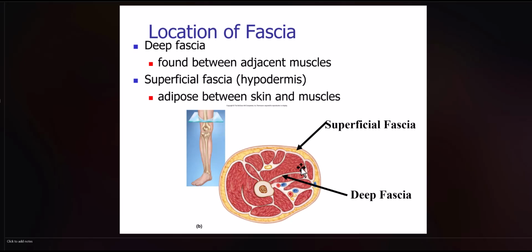And so this slice to me looks like a ham steak, does it not? You have all of this muscle with the ham bone in the middle. There's your femur. And around it, there's a layer of fat. That layer of fat is the superficial fascia, aka the hypodermis, aka the subcutaneous fat.